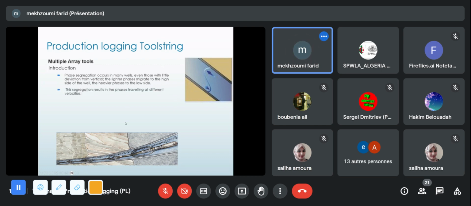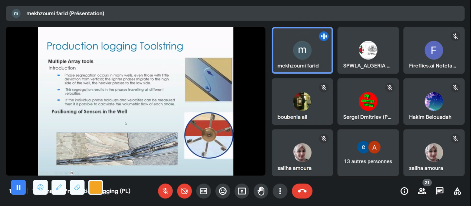But if I bring what we call the multi-array tool, I have six spinners here. So I know this one in the water will give me negative, and this one, in oil and gas, will give me positive. So I know the flow regime here. Also for the other sensors, for holdup, for density, for everything, that's what they call the multi-array tool.